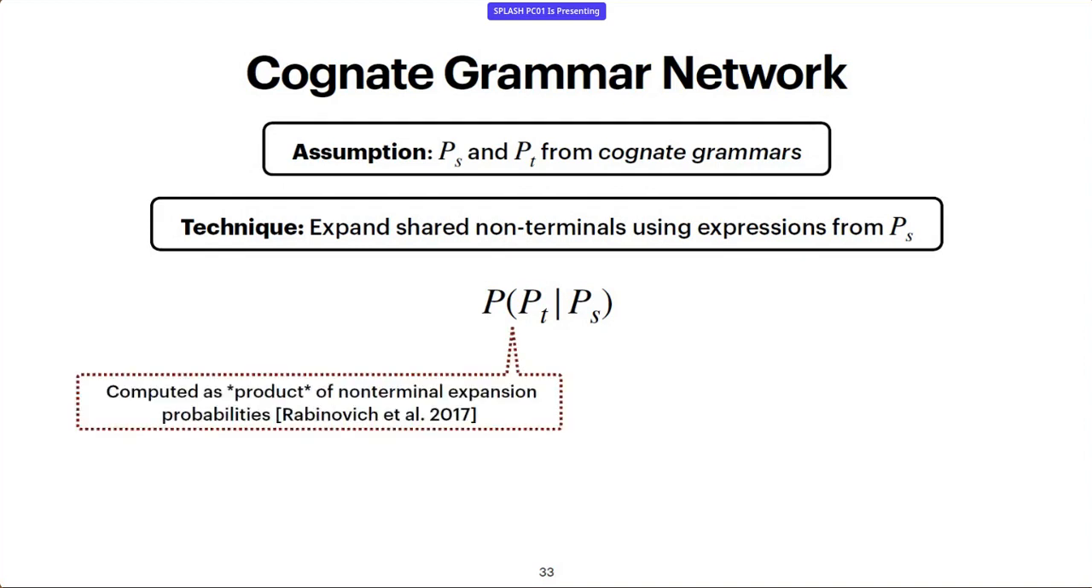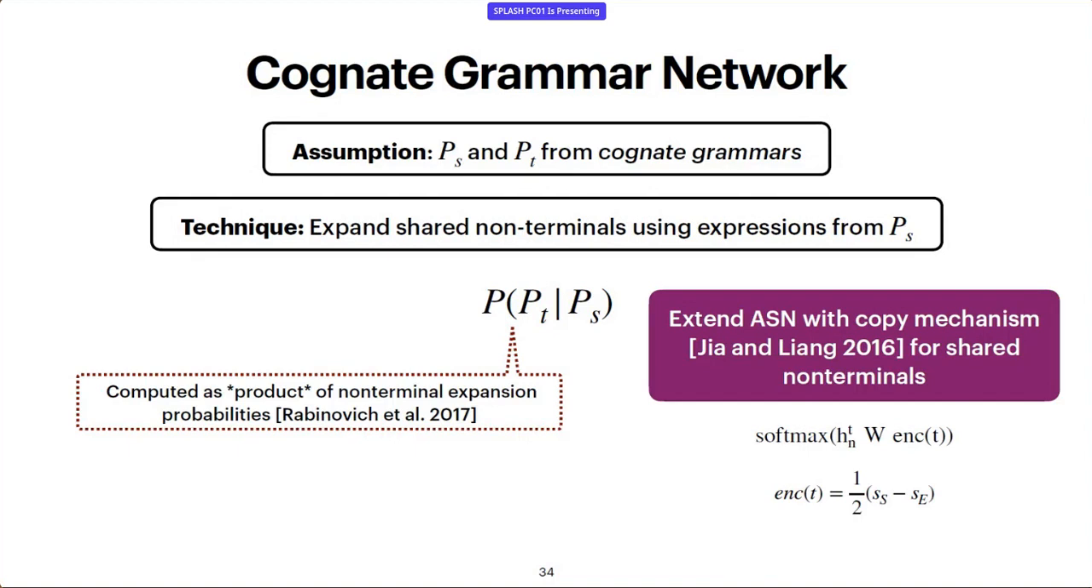There's been some prior work on this. Rabinovich et al. presented a neural architecture called the abstract syntax network, which computes this probability as the product of the probability of each non-terminal expansion used to construct that target program. So this could work in our context. It would construct the desired probability distribution, but it doesn't take advantage of our key assumption, which is that our source and target programs are derived from these cognate grammars.